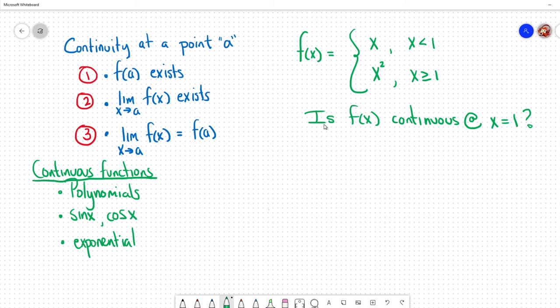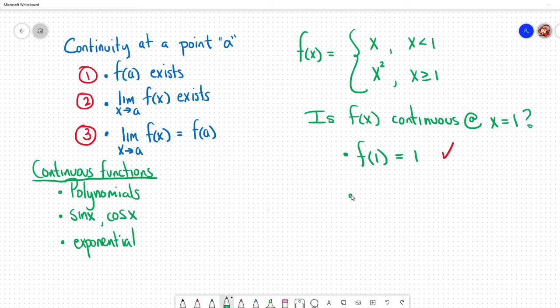That's the question. So that means we're going to run through our definition. The first part is, does f of 1 exist? Do we get an answer for f of 1? According to the piecewise function, if we plug in 1, that would fall under this condition. 1 squared is 1. So yes, that first part, we're checked off. So f of 1 exists.